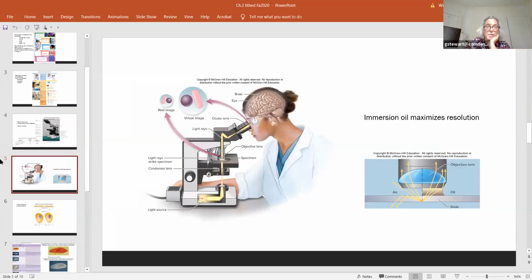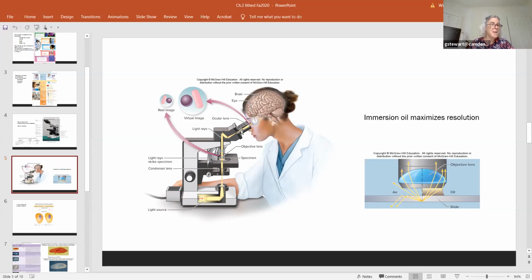Here's a person using a microscope. All right, so I'm showing you this because I want you to follow the path of the light rays, how they're getting up to her eye. Notice we've got a light source. The condenser's job is to focus that light source so that most of the light gets through the specimen, and then through the magnifying objective lens, a mirror, and then another lens, the ocular lens, right?